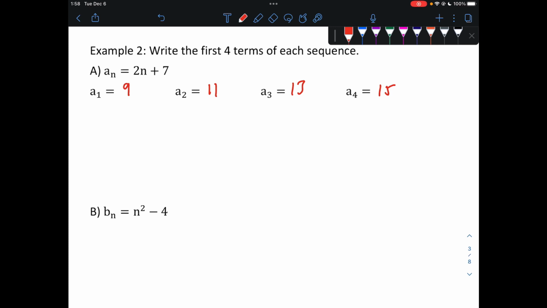Okay, b sub n. So b sub 1 would be 1 squared minus 4. b sub 2 would be 2 squared minus 4. b sub 3 would be 3 squared minus 4. And b sub 4 would be 4 squared minus 4.